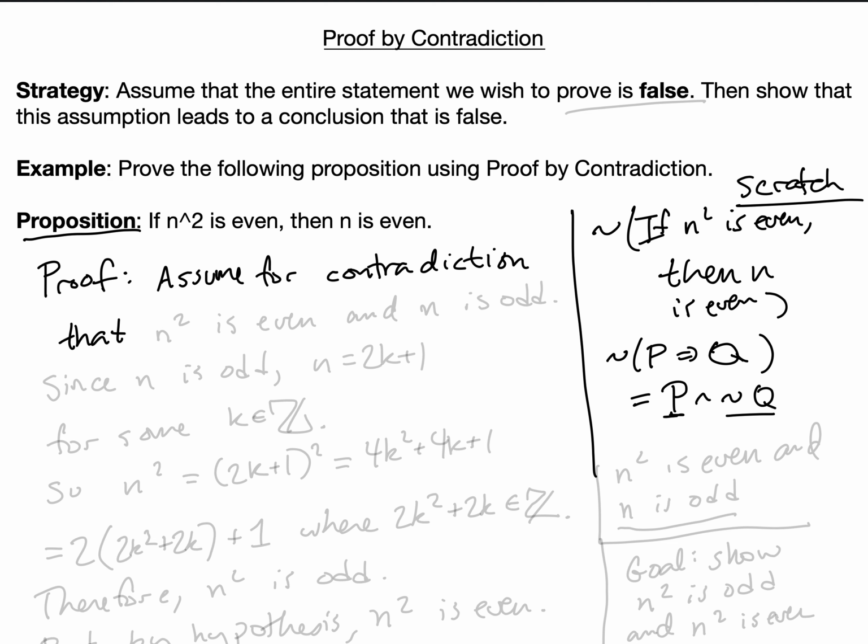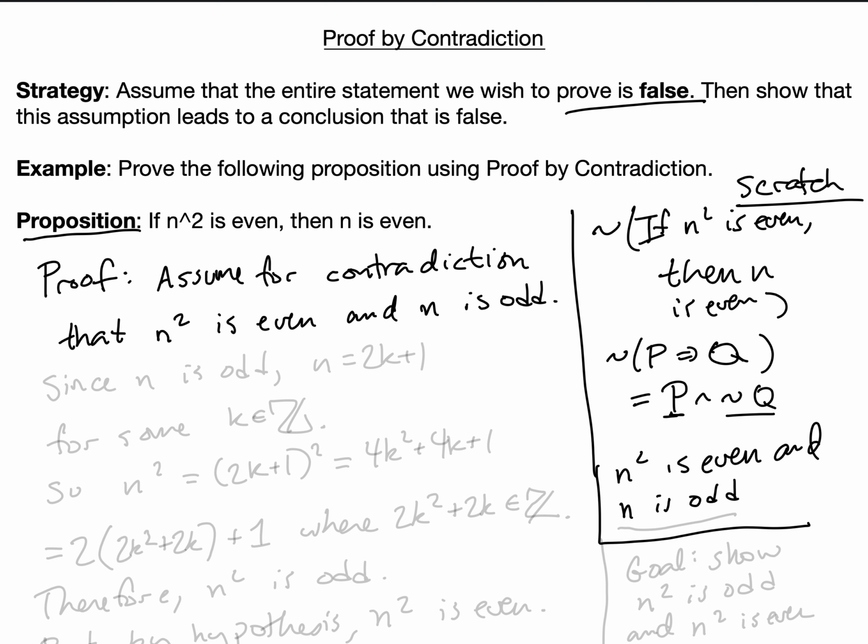But anyway, we want the negation of if n squared is even, then n is even. The negation of this statement is n squared is even and the negation of n is even, so n is odd. That is the negation of the original statement. So assuming that the original statement we want to prove is false means in this case that we are assuming for contradiction that n squared is even and n is odd.